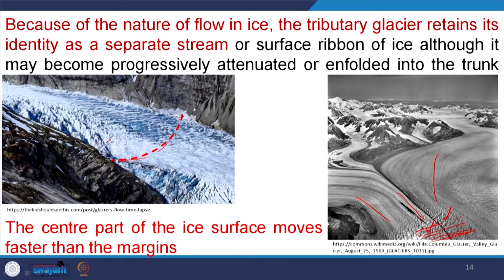So this is due to dragging effect. Here it is interacting with this valley, here it is interacting with the valley, and once this interaction is there, there will be a dragging mechanism, but here it is free to move, so that this cross section of velocity will be, and the surface velocity will be like a crescent shape, so that it is convex towards the downstream.